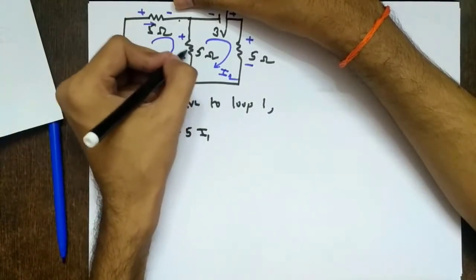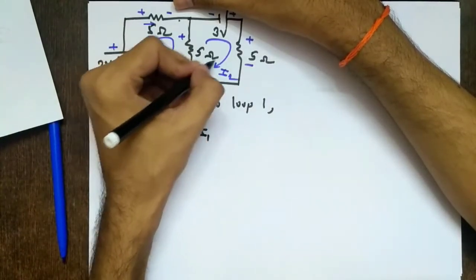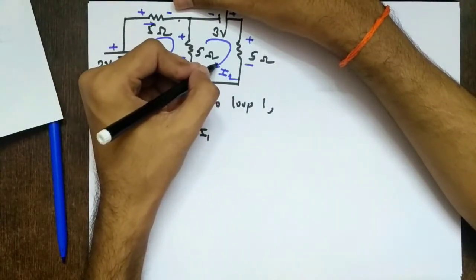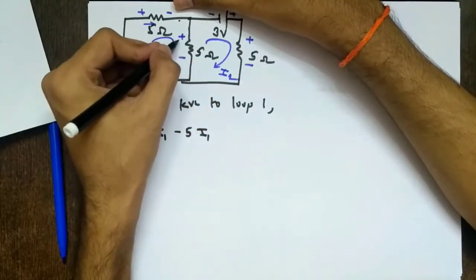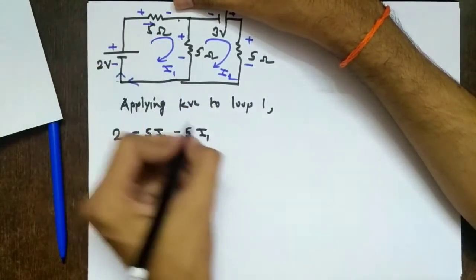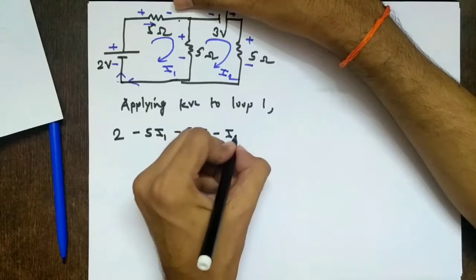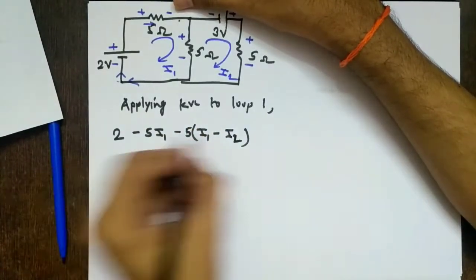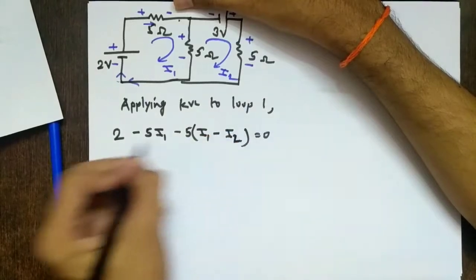Through the same 5 ohm resistor, a current I2 is also interfering, but it is in opposite direction as compared to I1. So the current flowing, when I am considering loop 1, through the 5 ohm resistor is what? I1 minus I2. So it is not only I1, it is I1 minus I2. So it will become 5 times I1 minus I2. Here there is nothing, so this will be equal to 0.